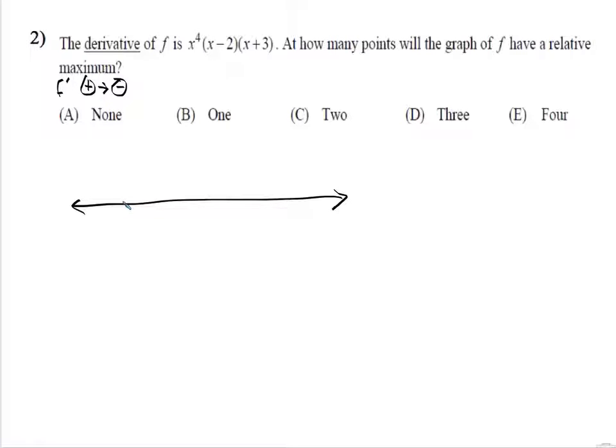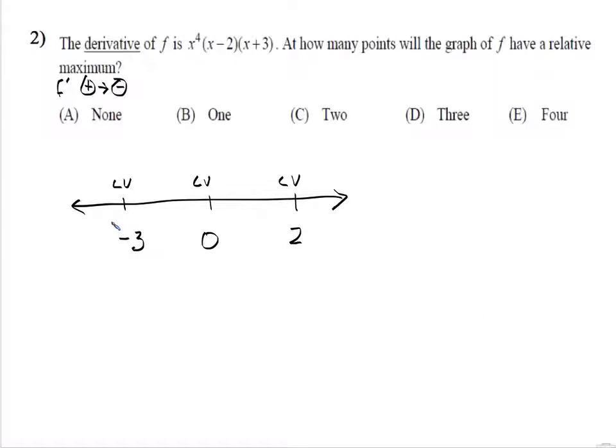All right, so we have a critical value at -3, a critical value at 0, and a critical value at 2. These are all CVs. You guys saw how I got that? Because x to the 4th equals 0. Each of these 3 things is set equal to 0, and I solve for x.